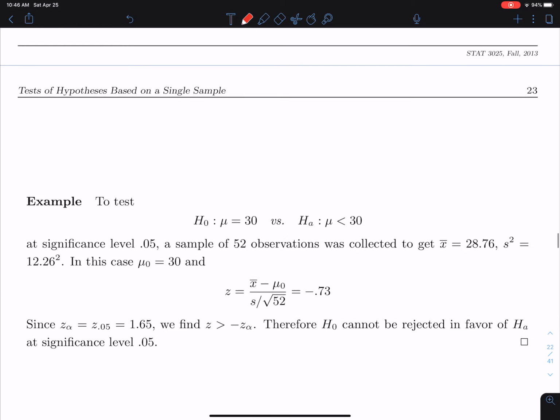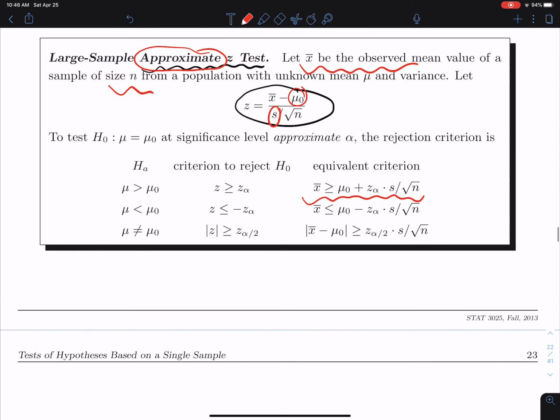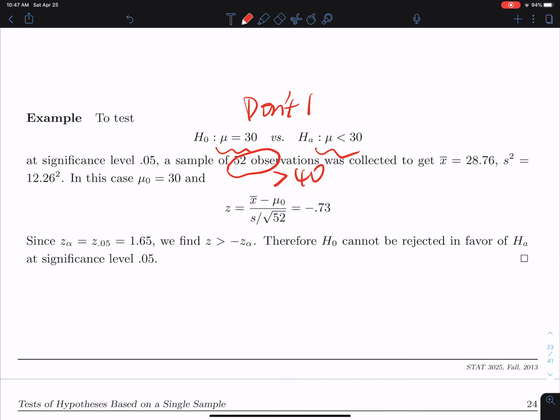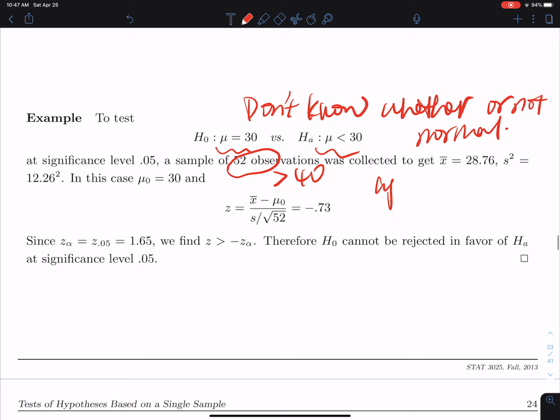And how do we define a large sample size? Usually when n is greater than 40, it is a large sample size. For example, in order to test whether the mean is 30 or less than 30, we collect a sample of 52 observations. So 52 is greater than 40, and in this example, we are not told whether it is normal or not. So we don't know whether it is normal or not. So here we use the approximate z-test.